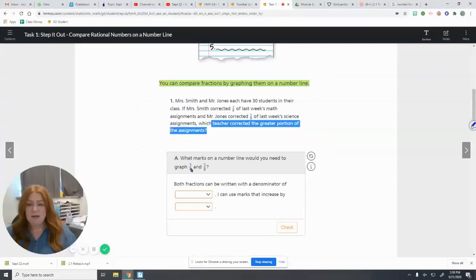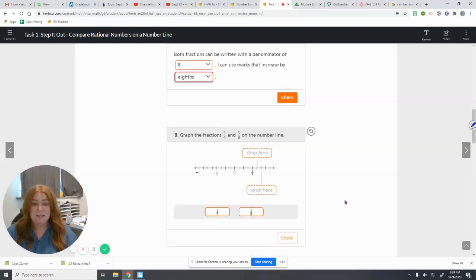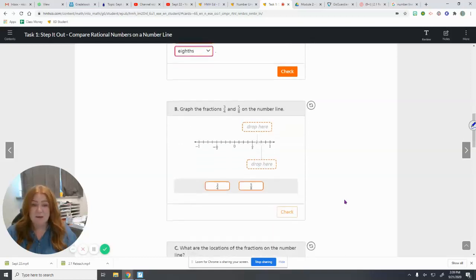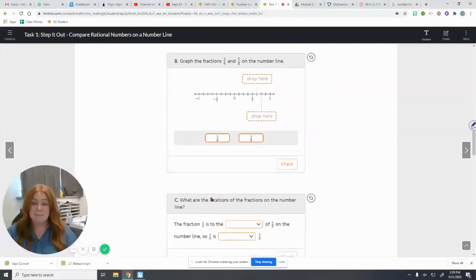So let's come back to our task here. What marks on a number line would we need to graph 3/4 and 5/8? Well, we turn them both into a denominator of 8, and we can use marks that increase by the unit fraction of 1/8 every time. So now we're going to graph those on here. You can use this to help you think about which one is smaller and which one is bigger.